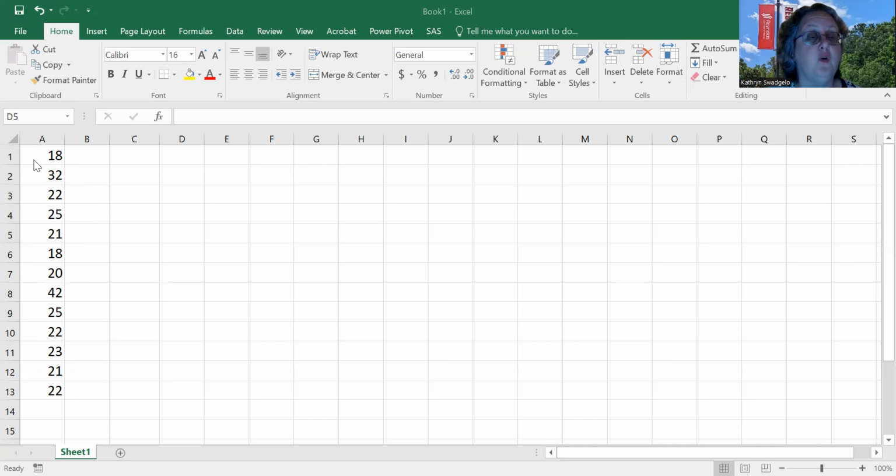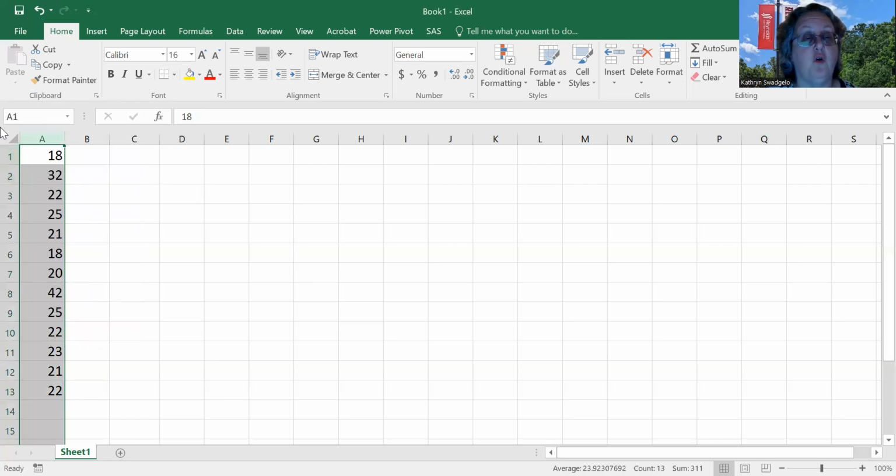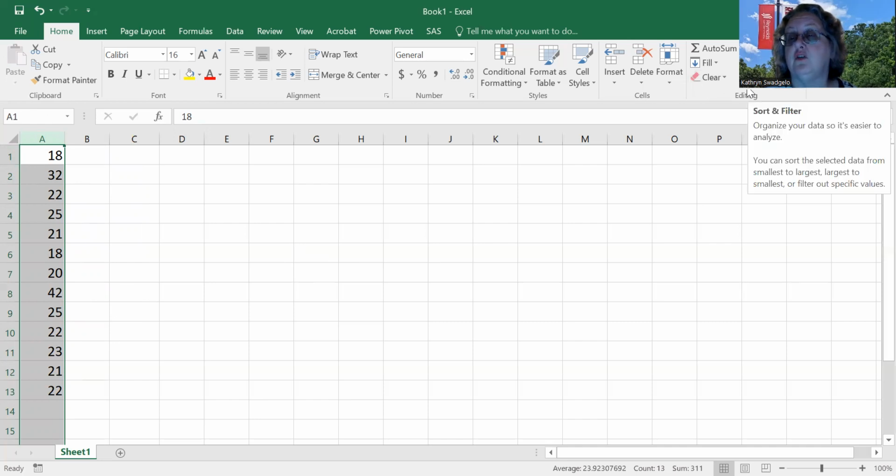I can put them in order either by highlighting them, or since there's nothing below, I can just click on the A column, right click, and it will highlight the whole column. So whether you highlight the whole column or just the pieces that have data, this will work. I'm going to come over here and find this sort and filter. See my cursor over in the upper right-hand corner.